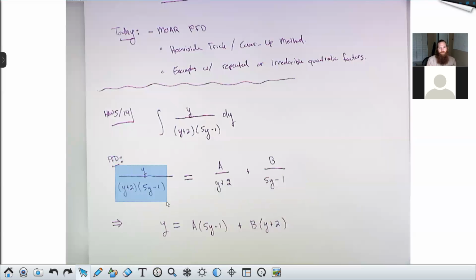So on the left-hand side, when I multiply by y plus 2 times 5y minus 1, both of those factors cancel, and we're just left with y over 1. And over here, one factor will cancel in each of these. The y plus 2 will cancel here, so I'll just have a, the numerator, times the factor that doesn't cancel, 5y minus 1. And over here, when I multiply by y plus 2 times 5y minus 1, the 5y minus 1's cancel, and I'll just be left with the numerator b times y plus 2.